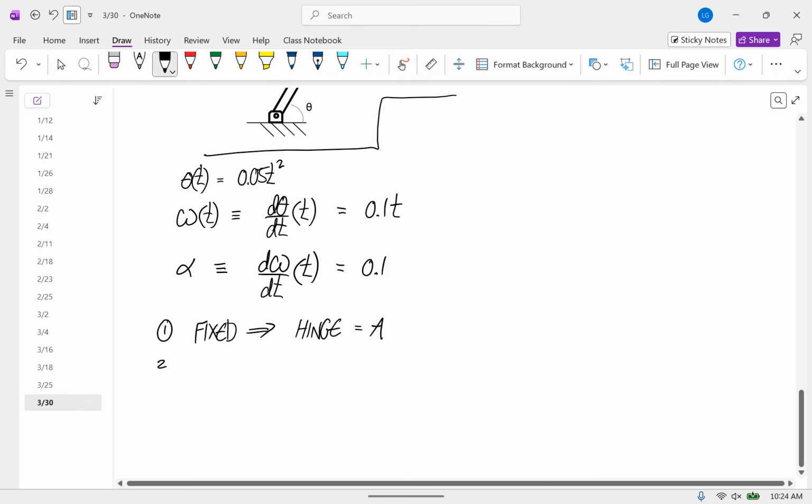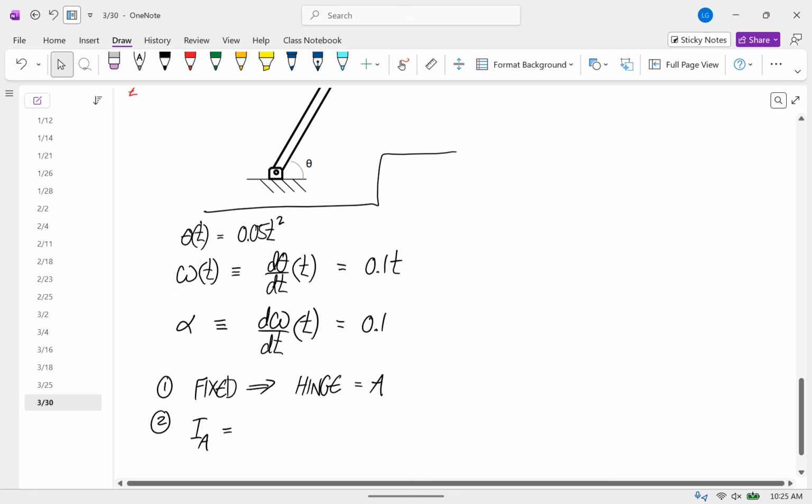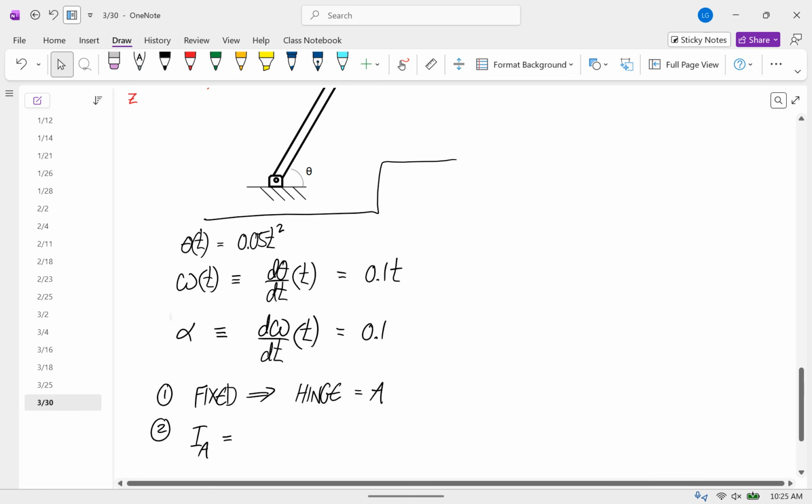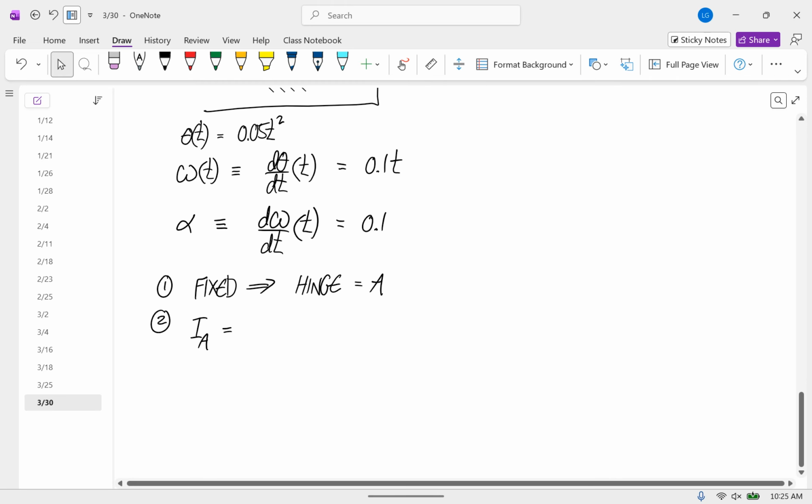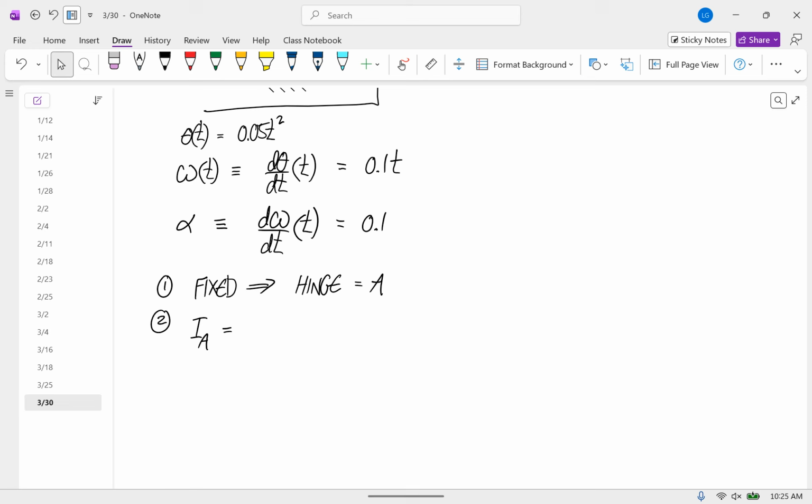And then our second step is, let's calculate our mass moment of inertia about that hinge. Well, do we need the parallel axis theorem for this one? You need the parallel axis theorem anytime your about point is not the center of mass. So in this case, we need it. Usually if there's a fixed point, you do need the parallel axis theorem, unless the fixed point happens to be at the center of mass.